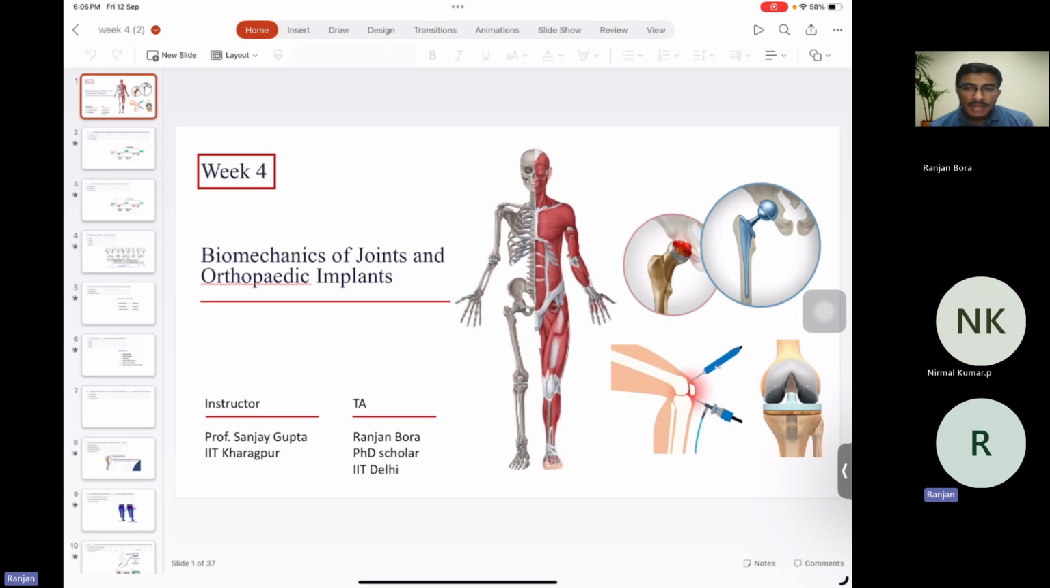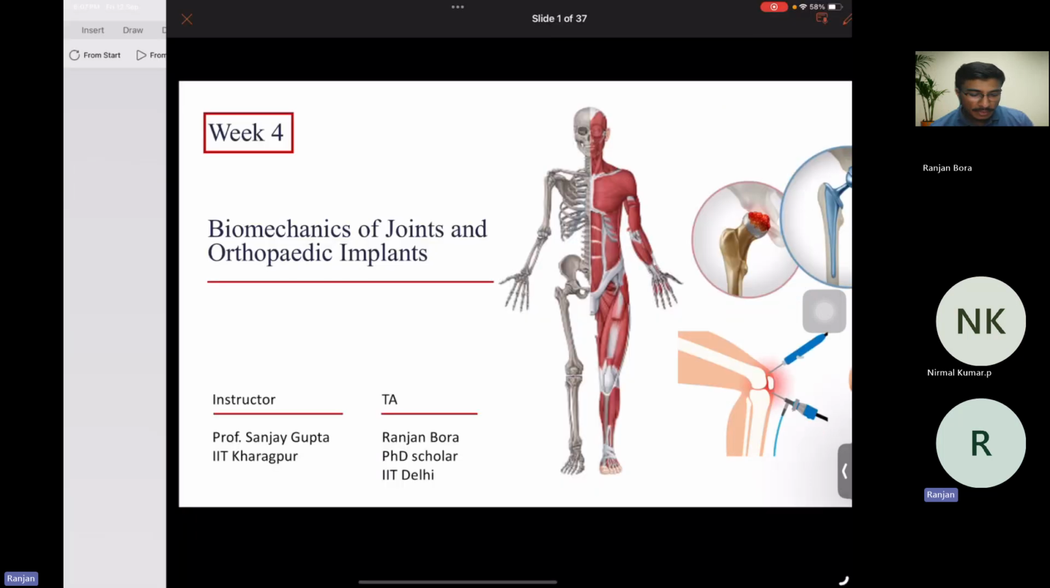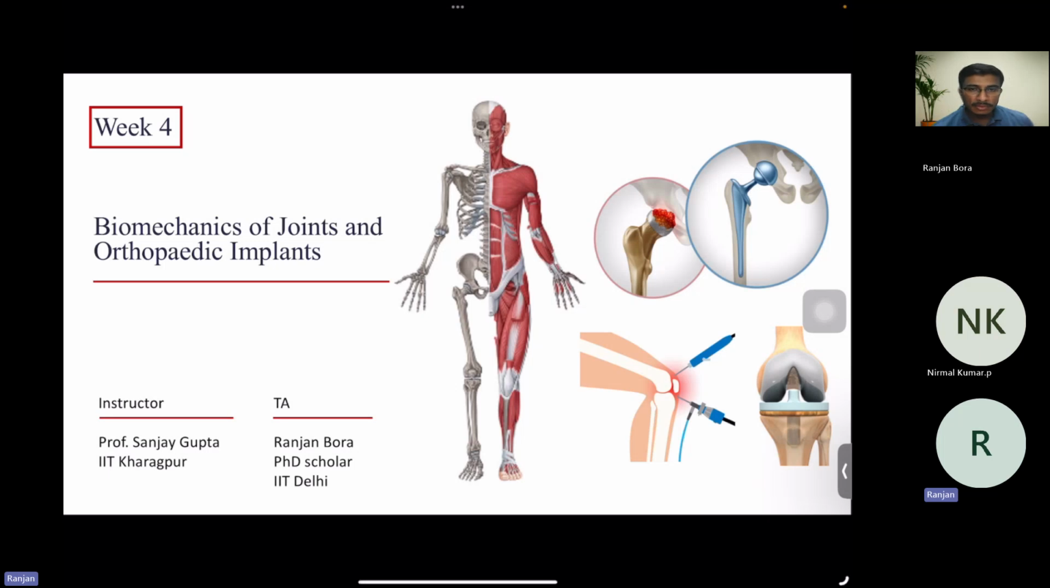Today, first I will solve the assignment from week 3, and then I will explain some concepts from week 4, like moments of inertia and how to use the moments of inertia to solve the numerical problems for calculation of moment about a joint. I will solve some numerical problems also. So first I will solve the assignment from week 3. I think you have already submitted. So let's start.